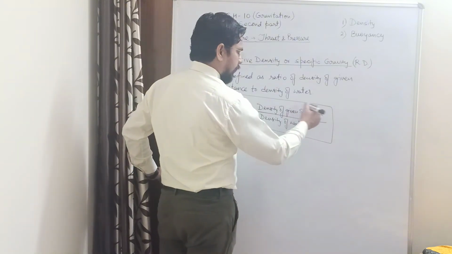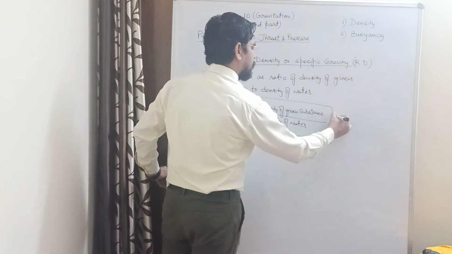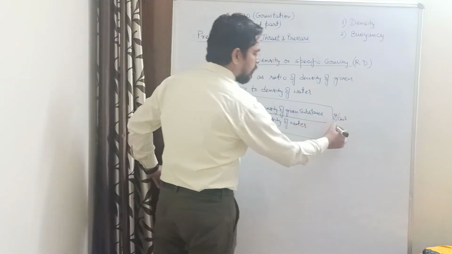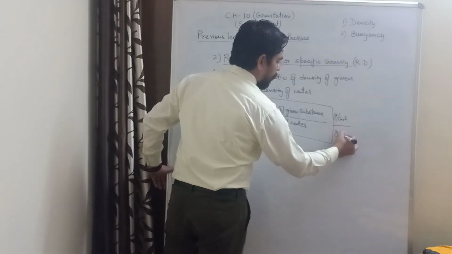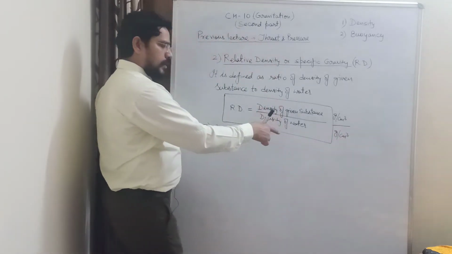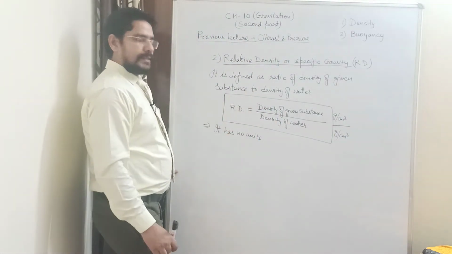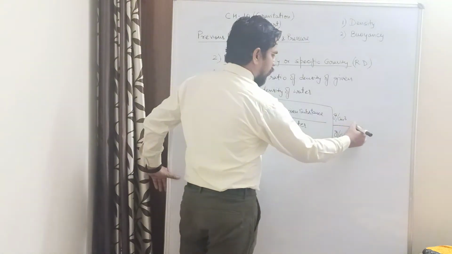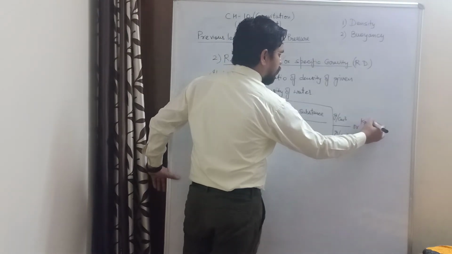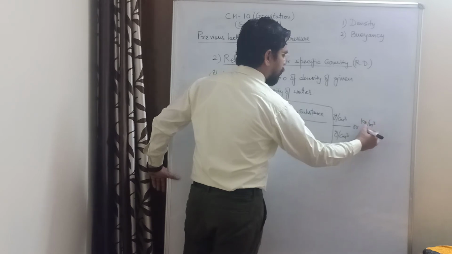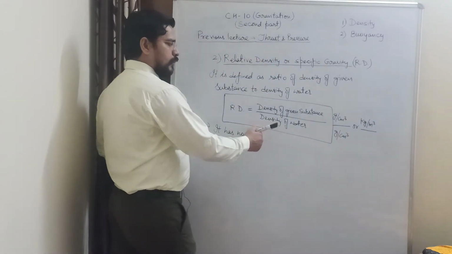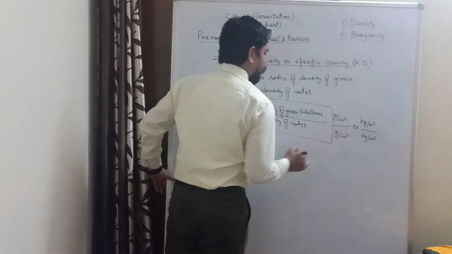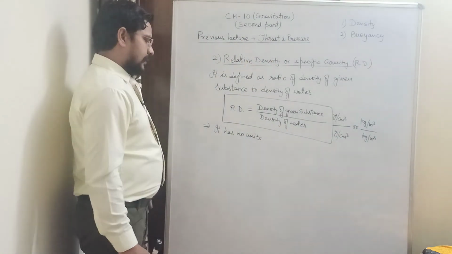So if you are taking density of given substance in gram per centimeter cube, then you also have to put the density of water in gram per centimeter cube. The units of both in the ratio must be the same for finding the correct value of relative density. If you are taking the density of the object in kilogram per meter cube, then you have to take density of water also in kilogram per meter cube for getting the correct value of relative density.